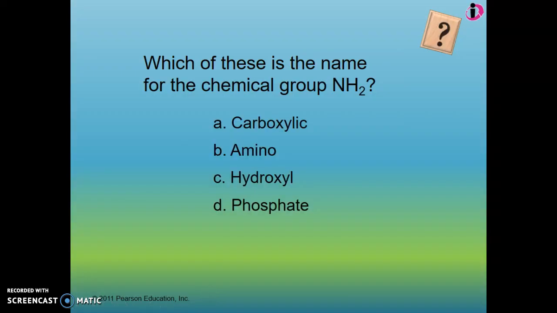Which of these is the name for the chemical group NH2? You got to memorize those functional groups. That would be B, the amino group.